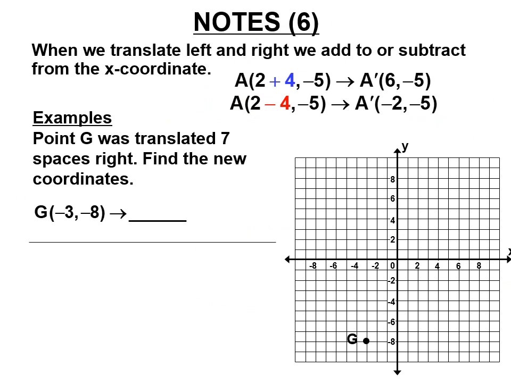All right, so if you add or subtract to the y coordinate for up and down, for left and right, you add or subtract to the x coordinate. Point G was translated 7 units right. Find the new coordinates. So we could add 7 there, but we're going to do it both ways. 1, 2, 3, 4, 5, 6, 7. There's G prime. So G prime, I better have ended up at 4, -8. Did I? 4, -8. Yes.